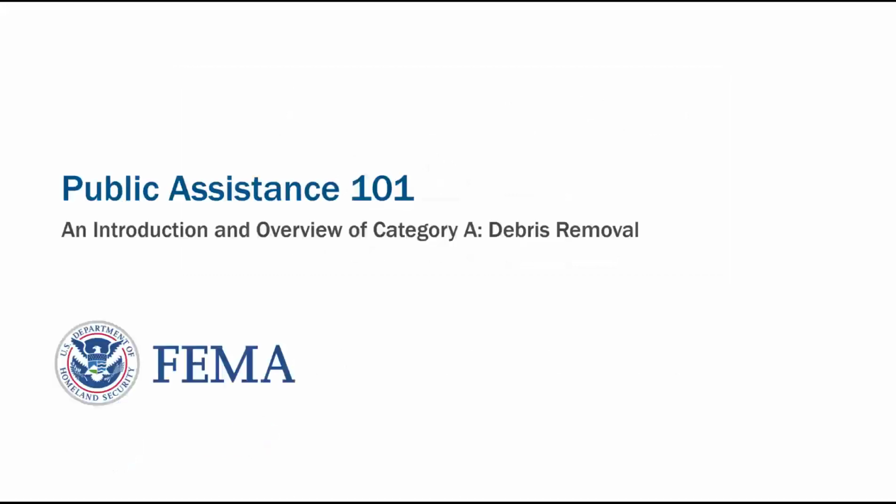So we're going to get started with our Public Assistance 101. This is a series that we're trying to offer, getting everyone a little bit more in-depth knowledge on the different sides of the public assistance program. We're going to focus on Category A today, or debris removal.